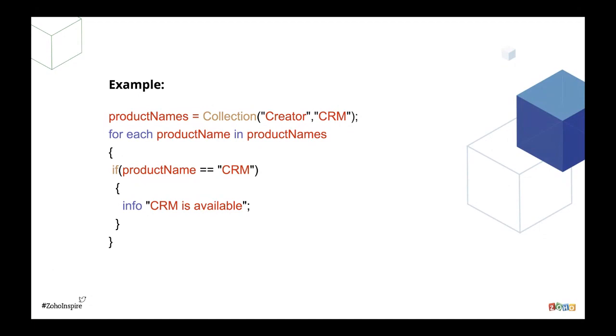So you have for each the element name, which I have used as product name in product names, and we check whether the product name is equal to CRM or not. So if you remember the previous example where we used the get function to get the element from the collection, here you can see that we can directly use product name because it contains the actual element. So let's see a quick demo for this.